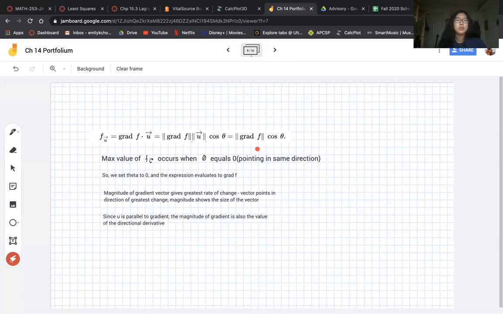And here's a little bit of an explanation on why the gradient shows us the direction of the steepest rate of ascent. We know that the max value of f_u occurs when theta equals 0, because then u and the gradient would be pointing in the same direction. So if we set theta to 0, the expression just evaluates to the gradient of f. The magnitude of this vector gives us the greatest rate of change because it shows the size of the vector. And since u is parallel to the gradient, the magnitude is also the value of the directional derivative.